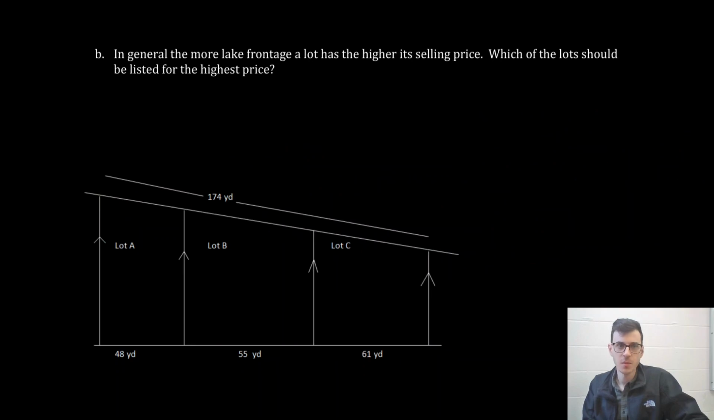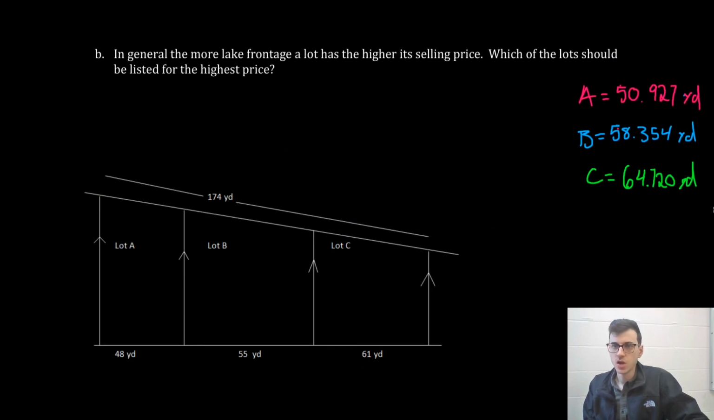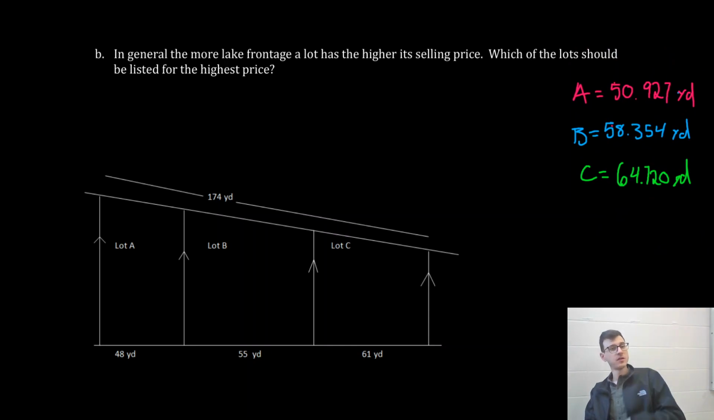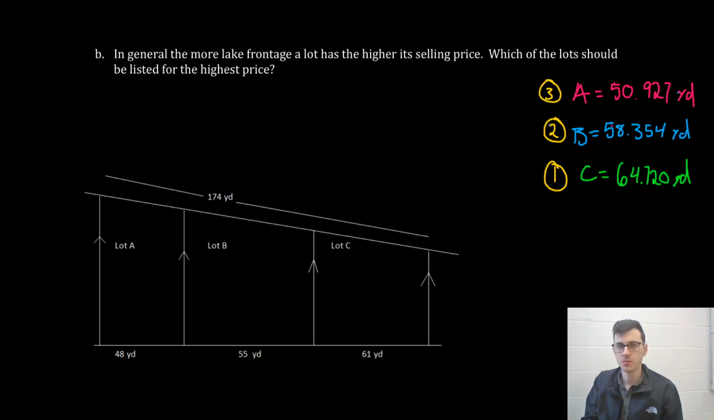Okay, so part B. In general, like we said, all other things equal, more lake frontage a lot has, the higher its selling price. Which of the lots should be listed for the highest price? Well, we would think, all other things equal, that C would be the highest, B would be the next highest, and A would be the third, right?